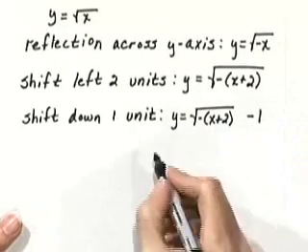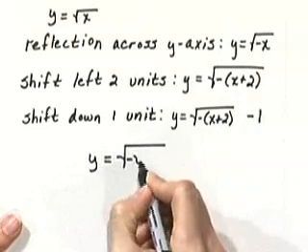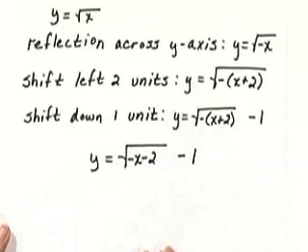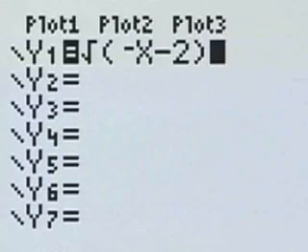And now we just need to simplify this. So we have y equals the square root of negative x minus 2, minus 1. And then we can check that on the grapher. So let's take a look. We'll press y equals and clear the last function. We'll enter the square root of the quantity negative x minus 2, and subtract 1 from that.